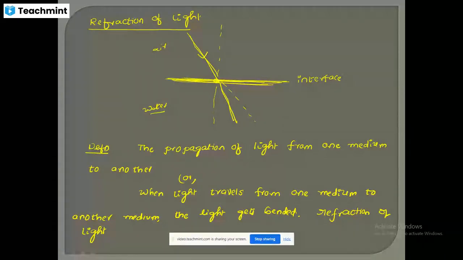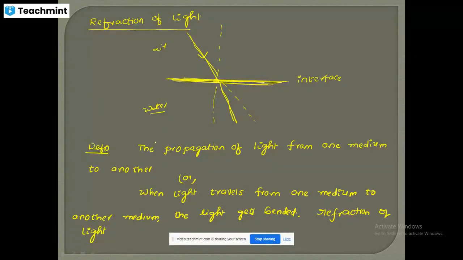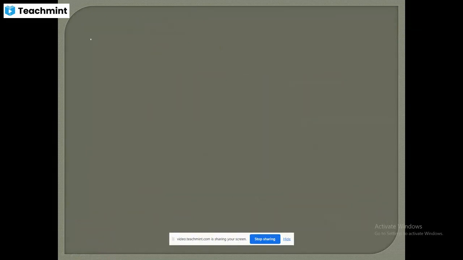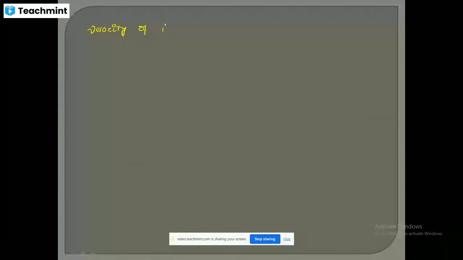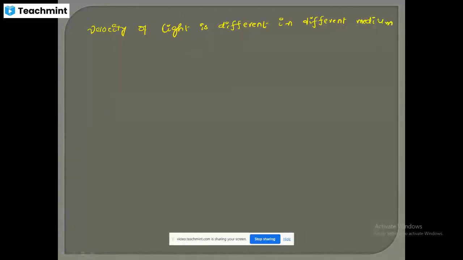Why is it bending? What is the reason light always bends when it travels from one medium to another medium? The reason is that the velocity of light is different in different mediums. That's why light is bending.